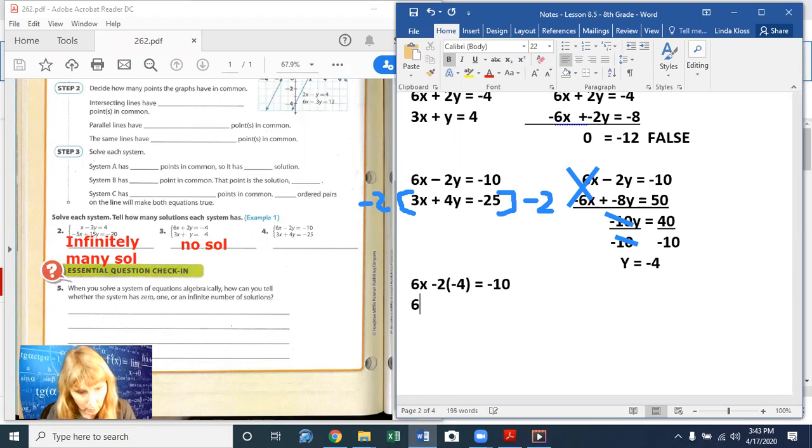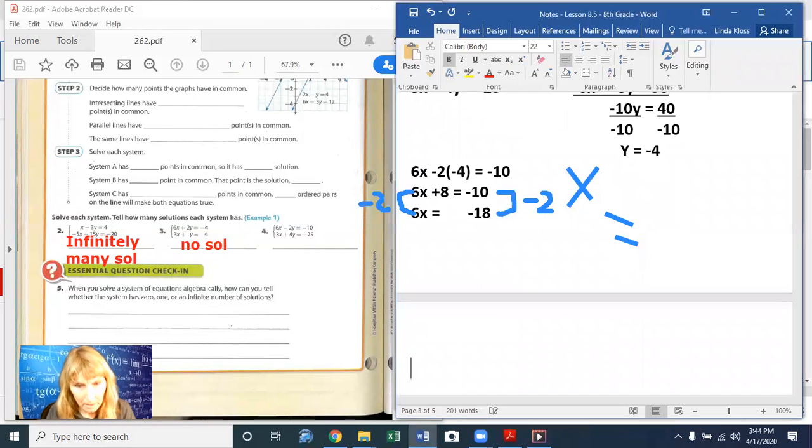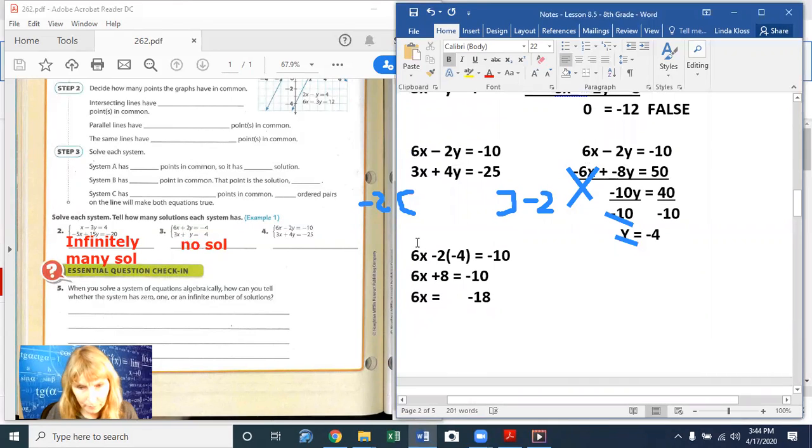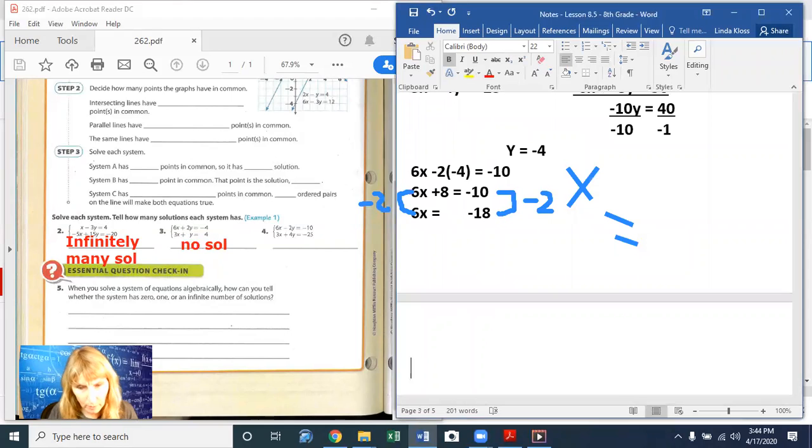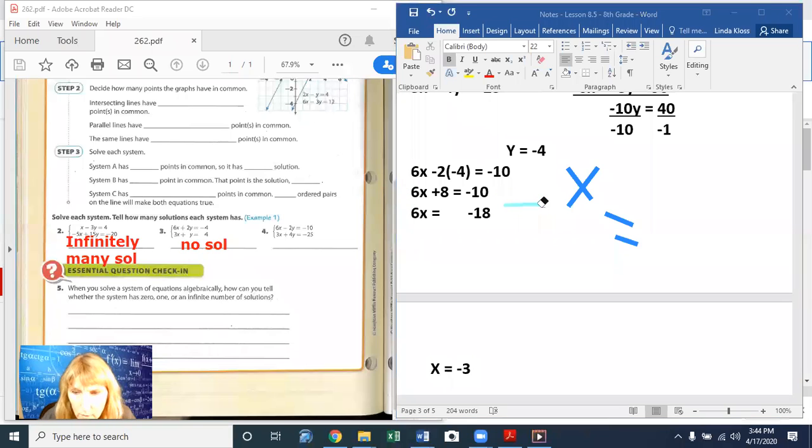Stick with me just a little longer. 6x, negative 2 times negative 4 becomes a positive 8 equals negative 10. Move the 8 to the other side. We get 6x equals, and I'm taking a little shortcut here, negative 10 plus negative 8, negative 18. Anyways, and then 6x divided by 6 and negative 18 divided by 6 will give me x equals negative 3. Took a little shortcut there just because I ran out of room, and so let's just erase all this now.